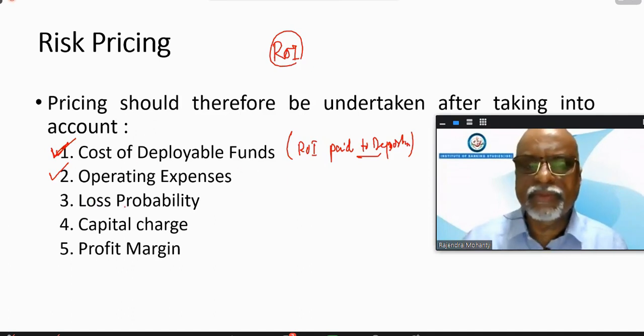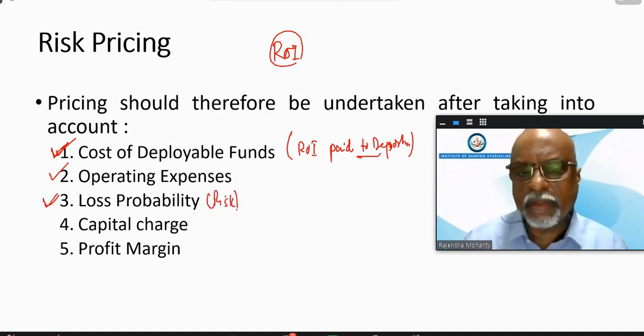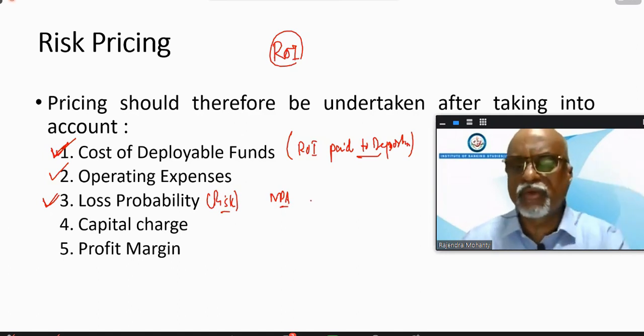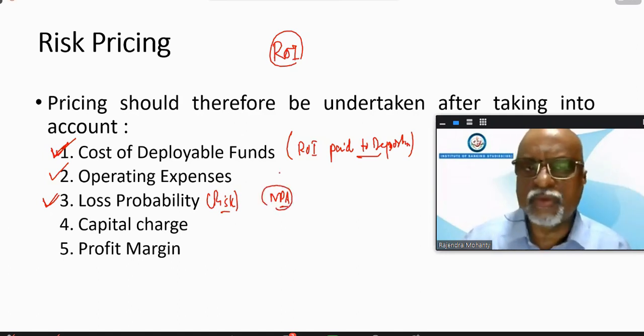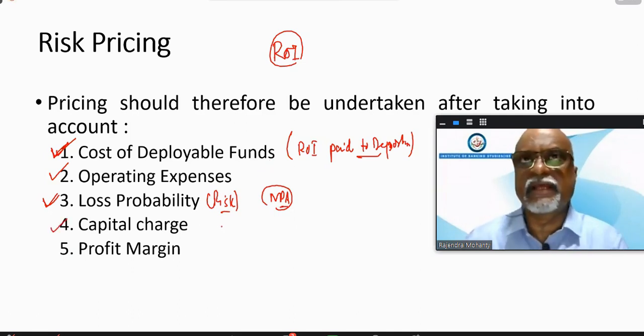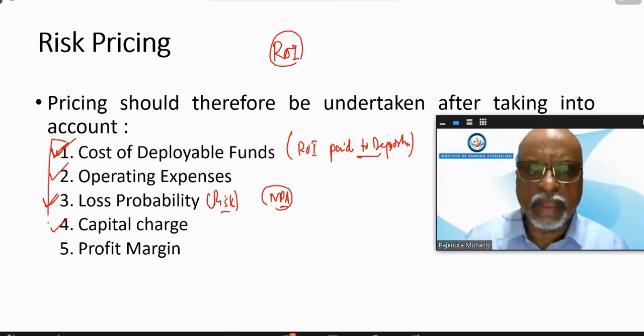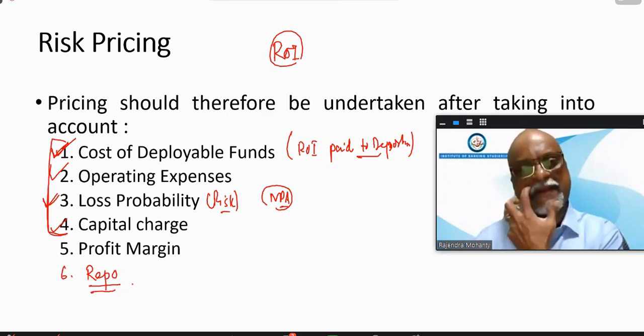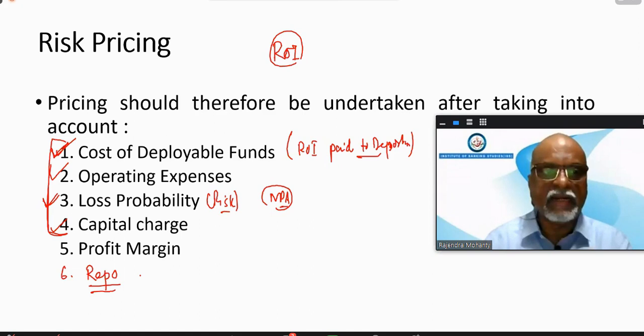Second is operating expenses: the salary we receive as employees, the rent, taxes, building expenses, or whatever the operating expenses are, that has to be also added. Third is loss probability, which is the risk factor. Due to loan losses or investment losses, if a loan becomes NPA or an investment, we lose. Those factors have to be added into the pricing. Then maintenance of the capital, which means dividend has to be paid. So after you calculate all four, there is another thing also.